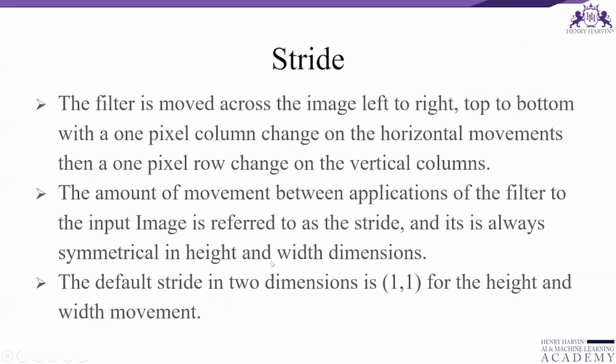So the filter is moved across the image left to right, top to bottom, with a 1 pixel column change on the horizontal movements, then a 1 pixel row change on the vertical movements. So the amount of movement between applications of the filter to the input image is referred to as the stride, and it is always symmetrical in height and width dimensions. So the default stride in 2 dimensions is 1,1 for the height and width movement.